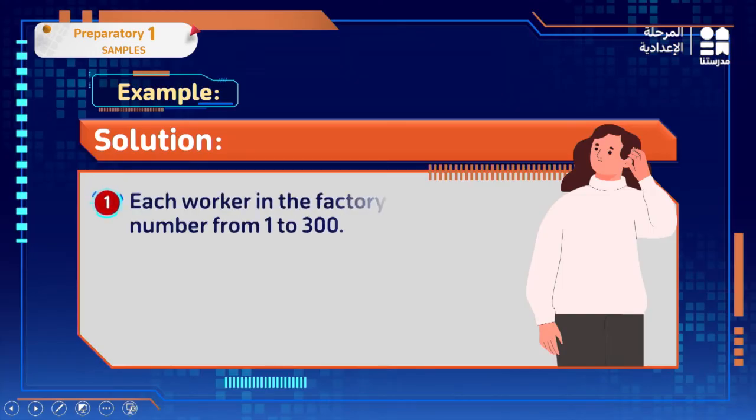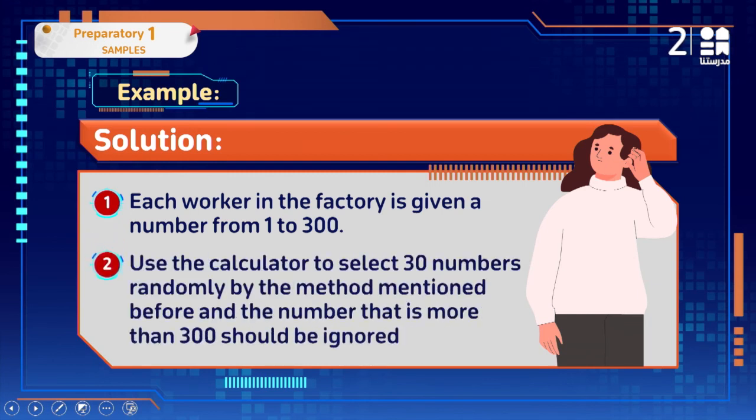The selection operation can be carried out as follows. Number 1, each worker in the factory is given a number from 1 to 300. Second, use the calculator to select 30 numbers randomly by the method mentioned before, the scientific calculator. How can we do it?